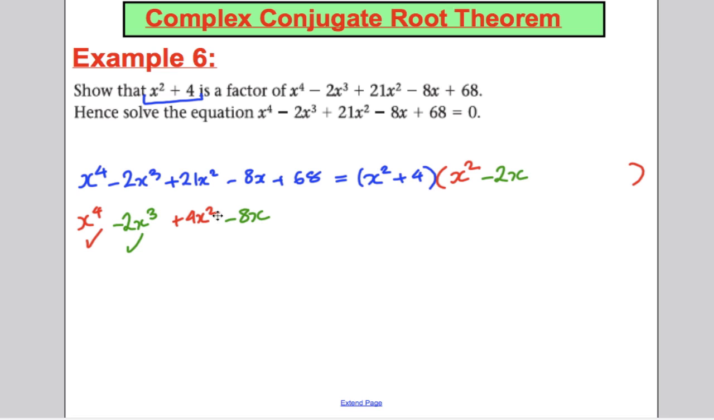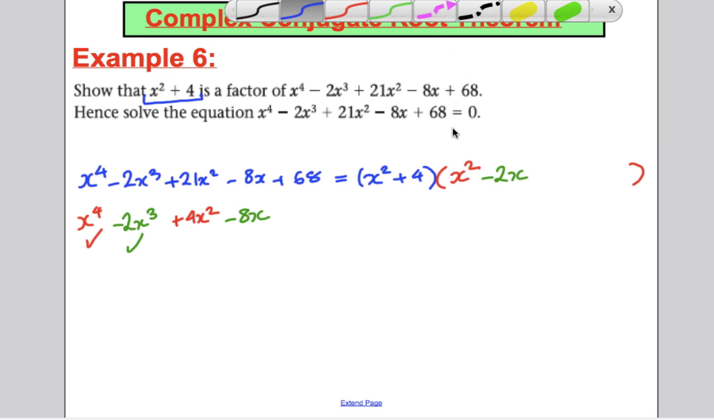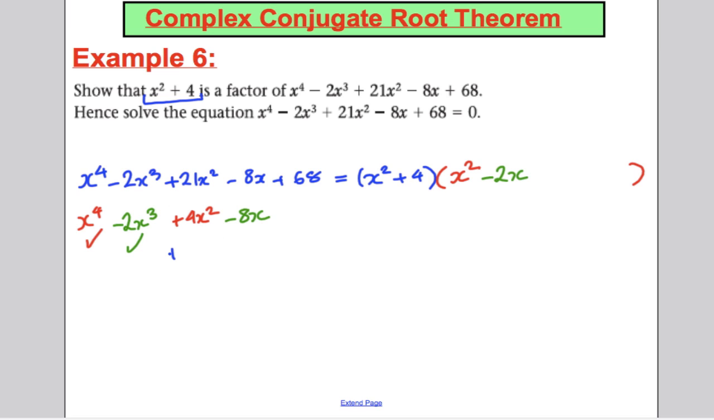Okay, next column I want to fix is the x squared column. I've got 4x squareds, I want 21x squareds. I'm going to have to add another 17x squareds to get 21x squared. What needs going here, so I multiply by the x squared to get me 17x squareds? Well, plus 17. That gives me the 17x squared, and that plus the 4x squared gives me 21x squared. But it also creates for me a plus 68. Now we had the minus 8x in the right column, that's done, and now we've got the 68 in the right column, and so we're done.